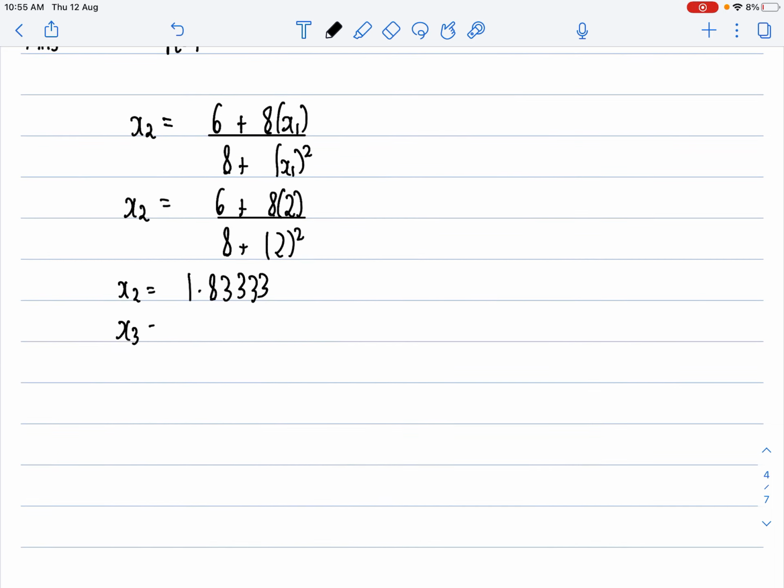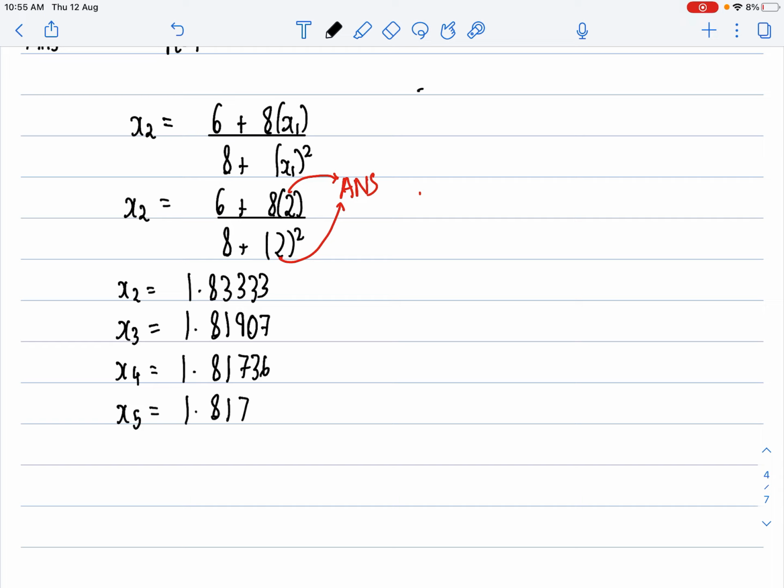Now for x3, it's quite simple. Wherever you see the bracket of 2, which is here and here, you simply click on the answer button of the calculator. When you do that and click on equal to, you get 1.81907. Then for x4 you just click on equal to and get 1.81736. And x5 is 1.81715.